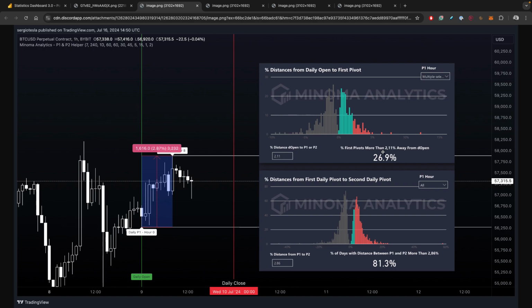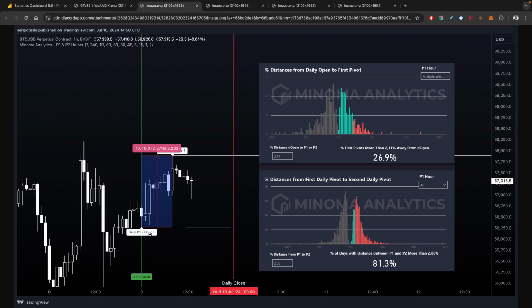Because this is filtered, you can see it. 26.9% of P1s would be put in this far from daily open. Okay, we can infer that there's a low likelihood, or at least a lower likelihood, of taking out P1. Now that we know this, we can ask ourselves the next question. So we say, okay, P1 is likely safe, and it's also at a strong hour.